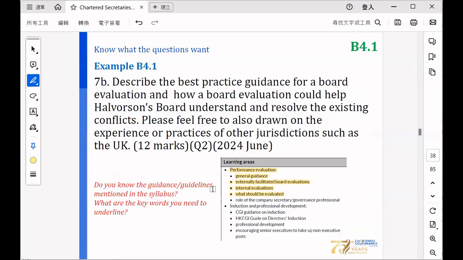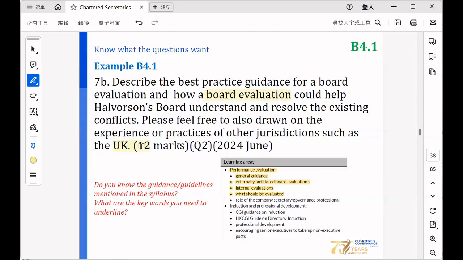Right. Next, we look at another typical example, which is about evaluations. I would say this is an area not many candidates are familiar with. Especially, he says in here, draw the experience and practice from other jurisdictions. So it's about board evaluations, and you're going to think about the evaluations in UK companies.